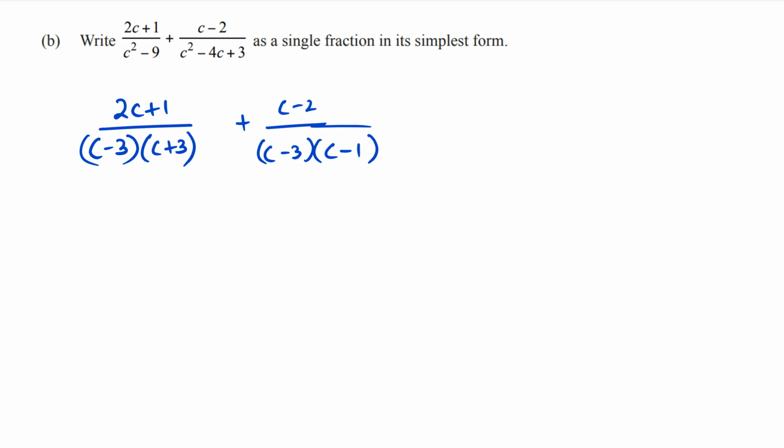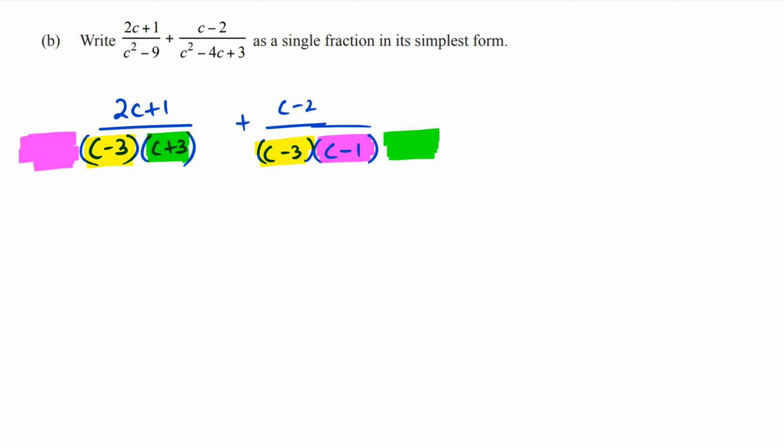So at this point, I can have a look at my denominator. I already have a c minus 3 in my denominator, so I don't have to actually worry about it. On the left-hand side, I have a c plus 3, so I need to make sure I get a c plus 3 in the denominator on the other side. And on the right-hand side, I've got a c minus 1. I also need to make sure I get a c minus 1 in the denominator on the left-hand side fraction.